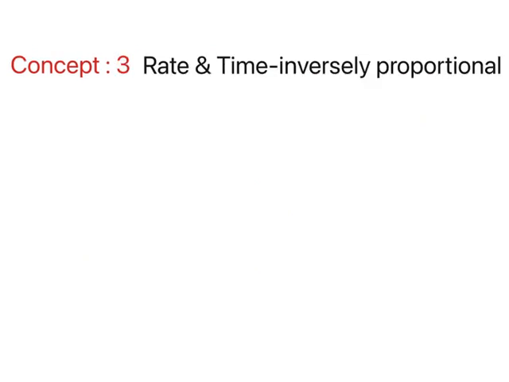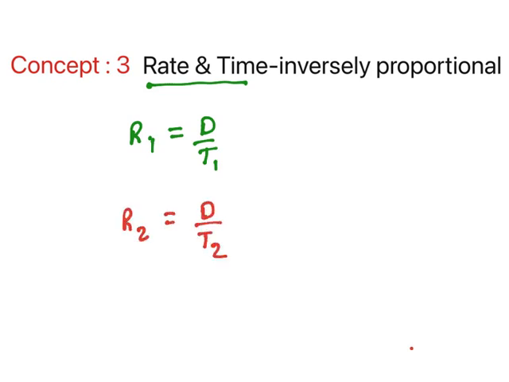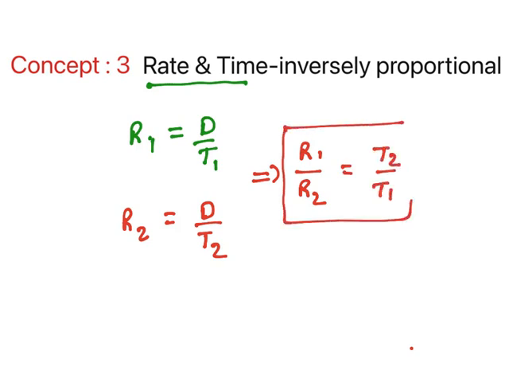Next concept. Rate and time are inversely proportional. Let's say the distance is equal for 2 vehicles, and rate equals distance by time. So R1, T1. There is another vehicle whose rate is different, but the distance is the same and the time is different. So R1 by R2, because they are inversely proportional, becomes T2 by T1. This is what we call rate and time being inversely proportional.